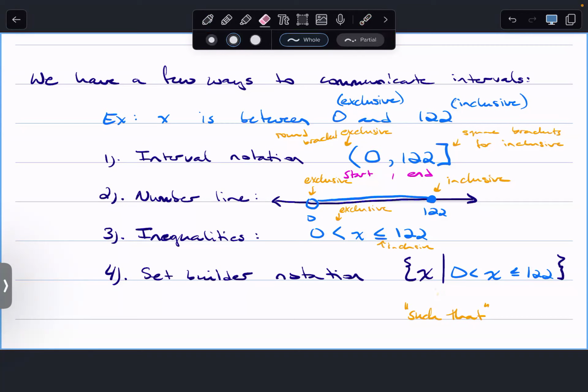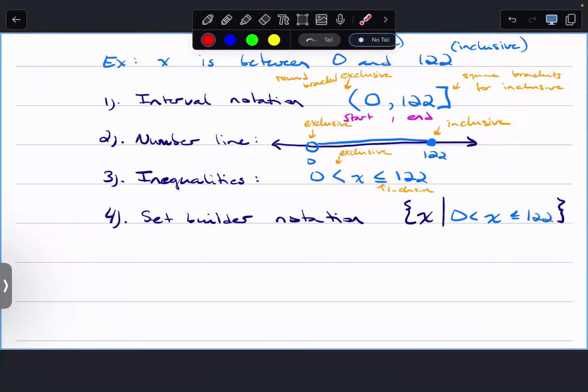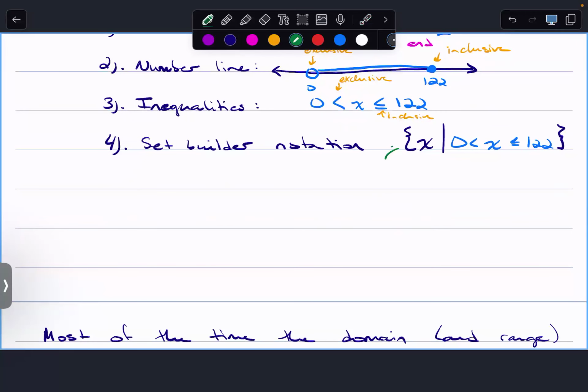We'll talk about set builder notation. Set builder notation is kind of the snazziest way that we can communicate an interval, but we also use set builder notation later on for sets. So it's worthwhile getting to know it. Set builder notation looks like this. First we start off with these squiggly brackets, which just tell me that, hey, here comes a set. Just know that you wrap it up in curly brackets for a set.